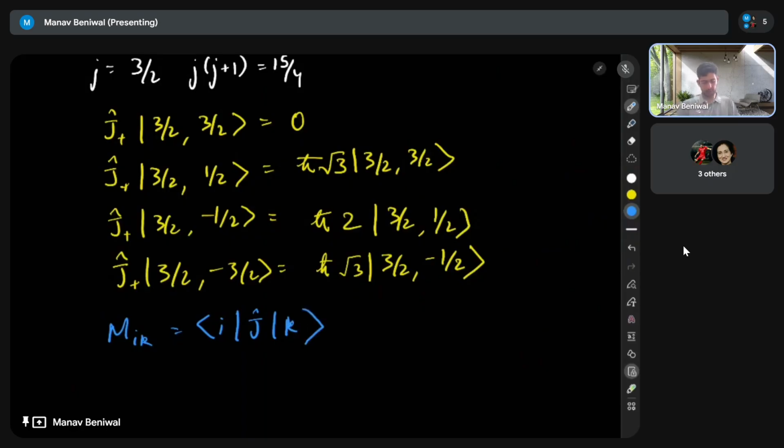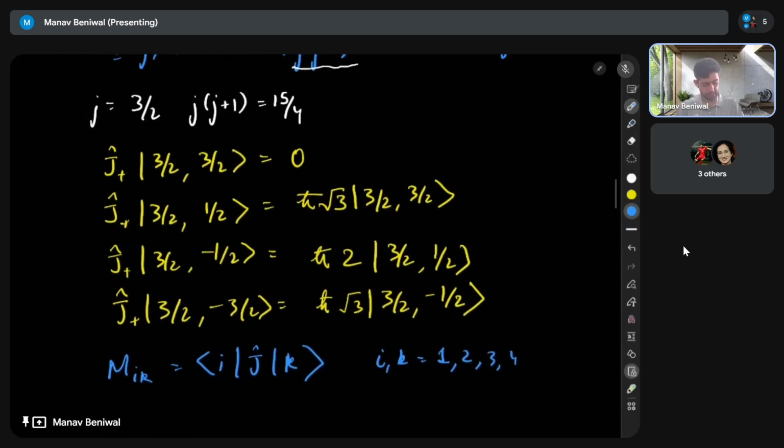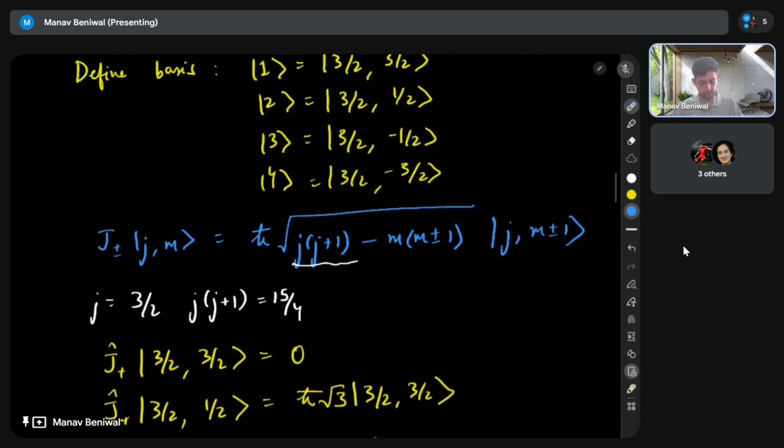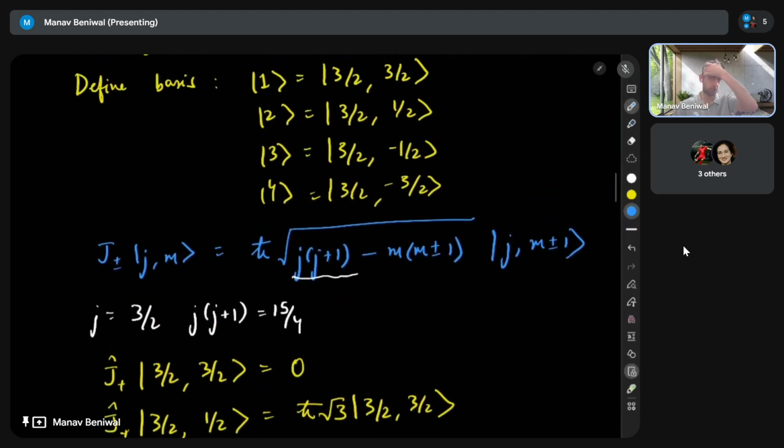Okay, so this I and k, they go from 1 to 4, right? I comma k, they can be 1, 2, 3 or 4. So we'll get a 4 by 4 matrix. And these 1, 2, 3 and 4, so for example, this K state are these 4 states that we defined earlier. So this 3 by 2, 3 by 2 and so on.